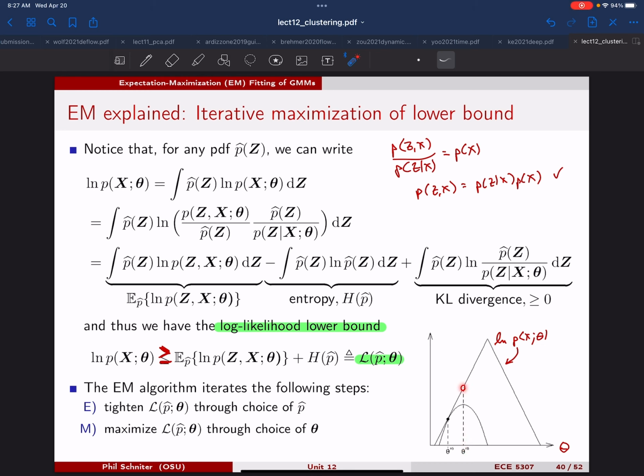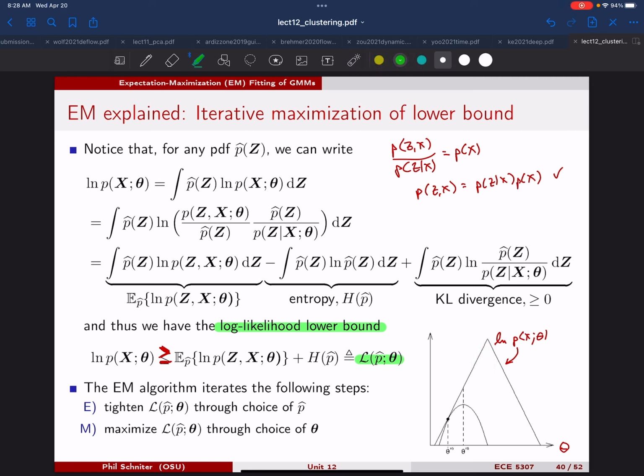Okay. Now I want to tighten this lower bound so that it hits right there. So I'm going to come up with a new quadratic like this. And now I'm going to optimize that lower bound, and that would be finding this theta. And now I'm going to majorize things there. I'm going to find another lower bound that hits right there. And I'm going to optimize that. And as you can see, I'm going to get closer and closer to finding the peak of the likelihood.